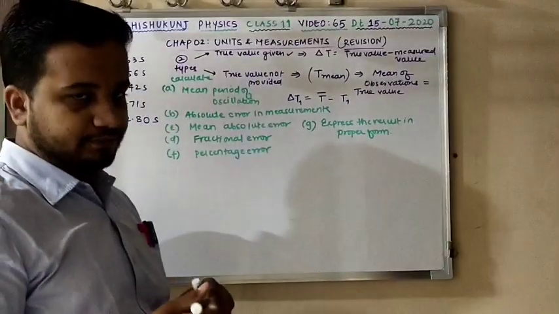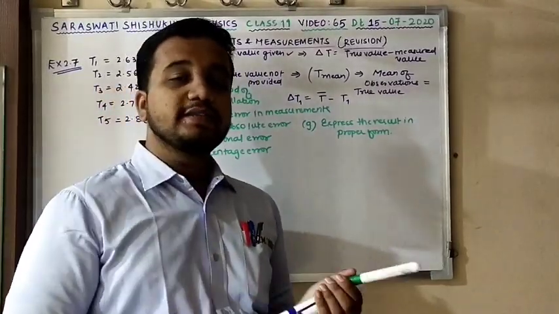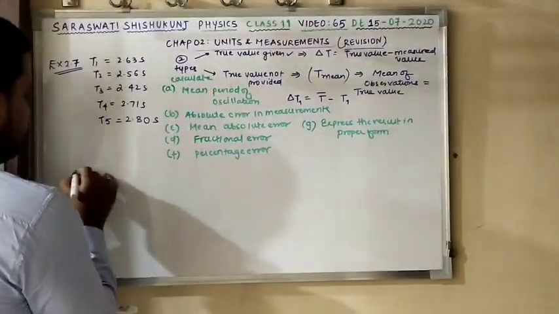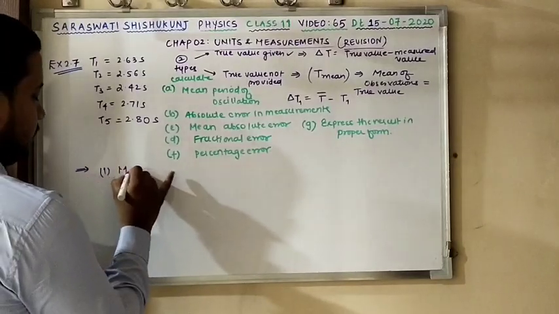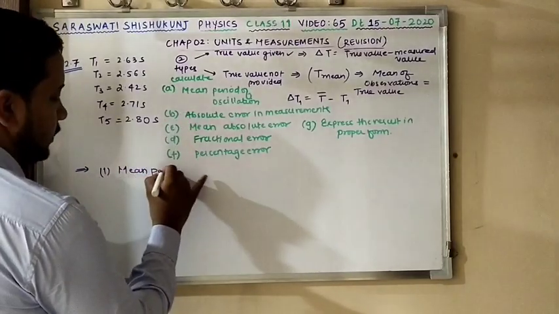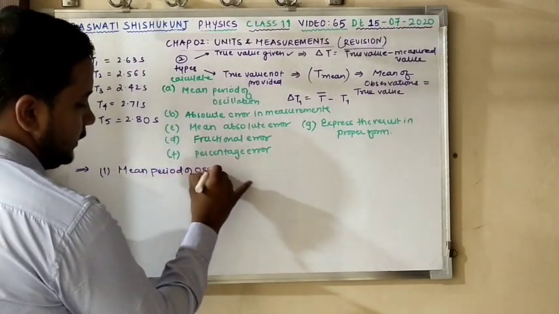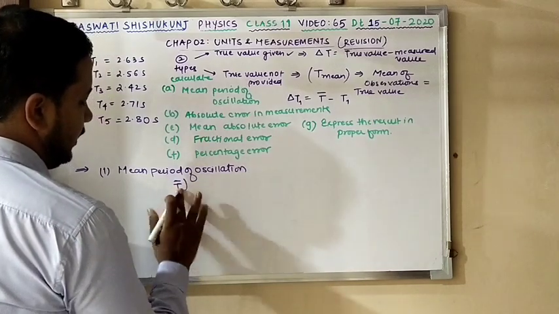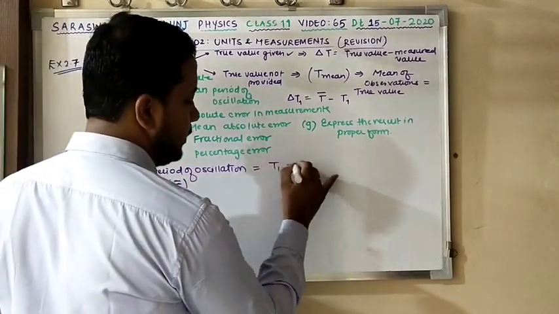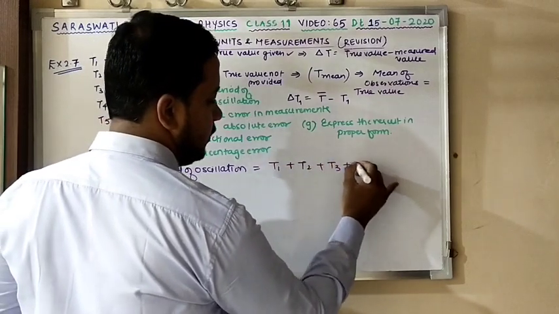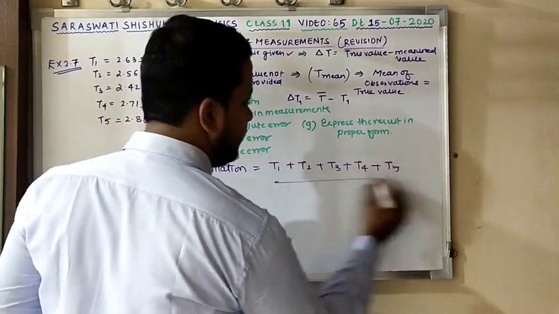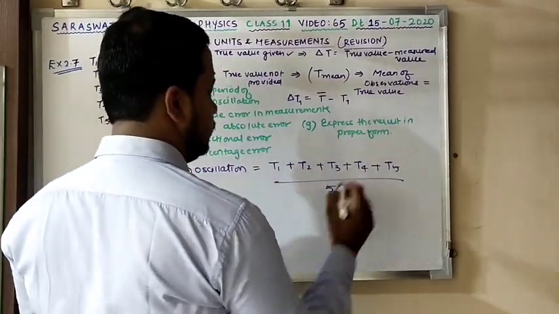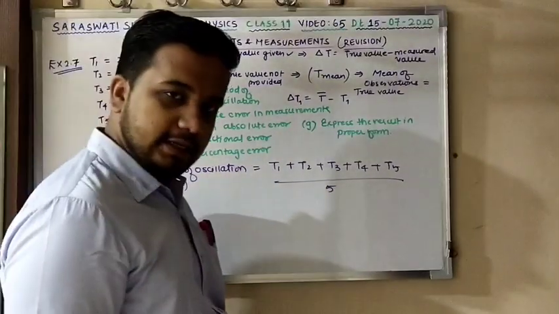Fine. Now, the very first thing I am going to take is the mean of the observations in order to calculate the true value. So I am writing the very first step, that is the mean period of oscillation, which will be denoted by T bar. That is equal to the summation of all observations divided by the total number of observations. 1, 2, 3, 4, 5, so the total number of observations is 5. Till this clear? Very good.